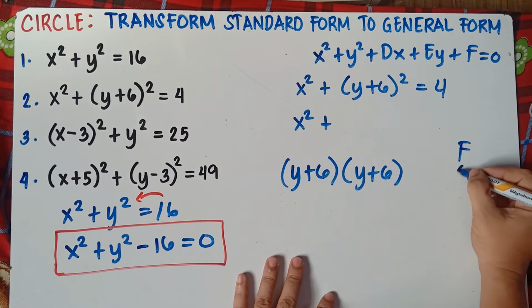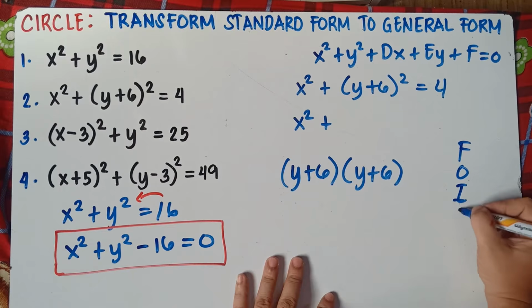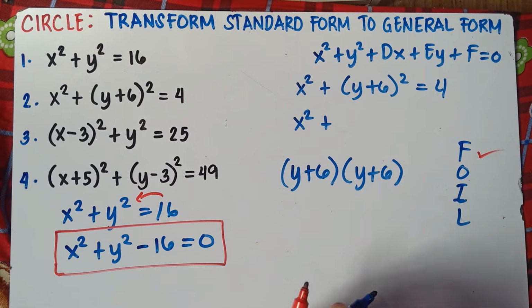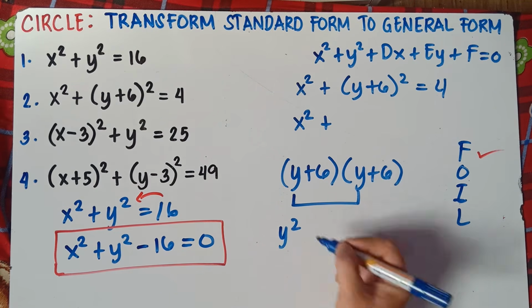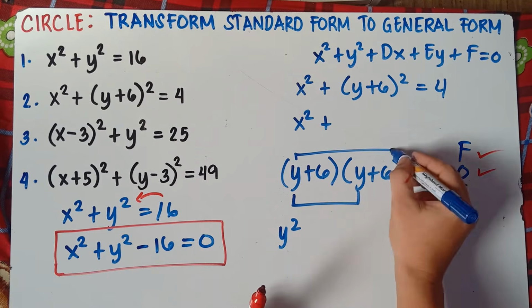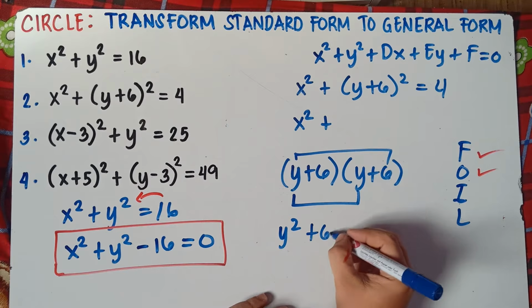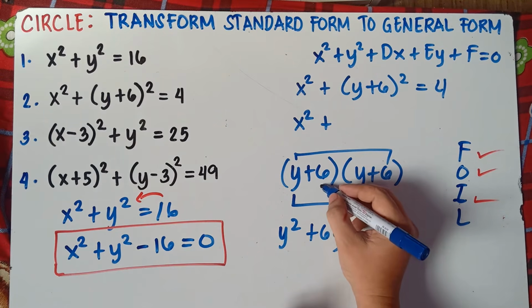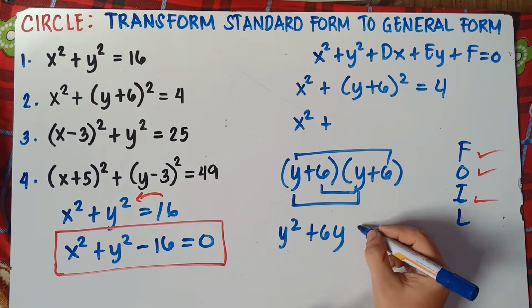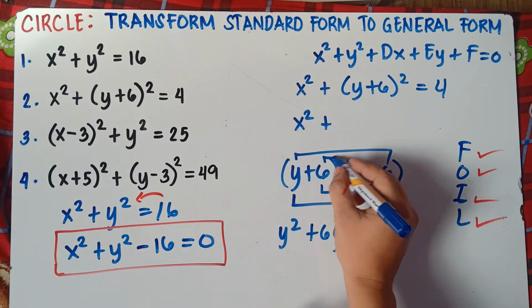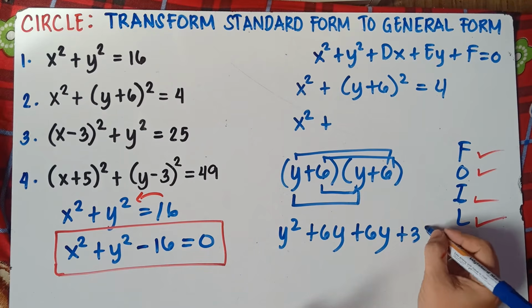So you can do the FOIL method. Just remember, class, the FOIL method: first, outer, inner, last. So let's start with first, y times y. So y times y, that would be y squared. Alright, and then outer, y times positive 6, that's positive 6y. Then inner, 6 times y, that's positive 6y. Then last, positive 6 times positive 6, that's positive 36.